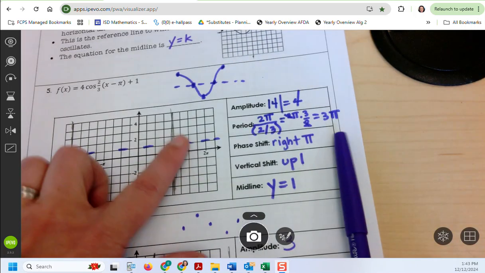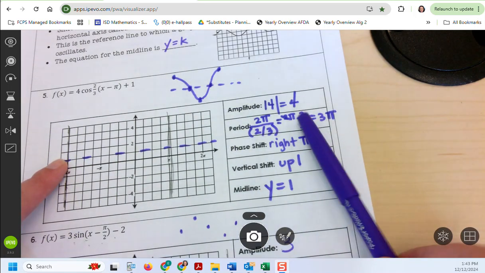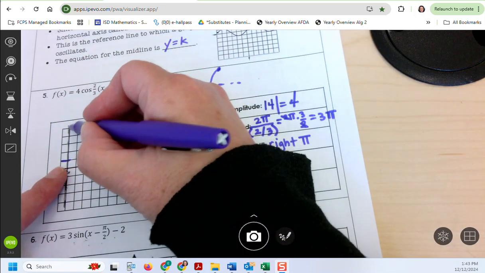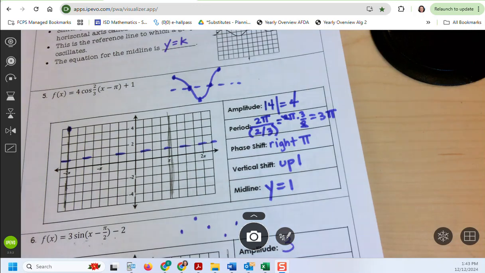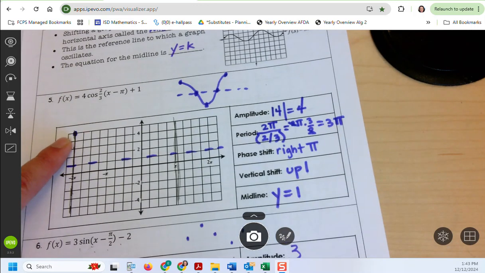All right, so I'm going to start all the way over here at the negative 2 pi, and I need to start up. My amplitude is 4, so from the 1, I have to go up 1, 2, 3, 4. So that's your first point. It's at negative 2 pi comma 5.